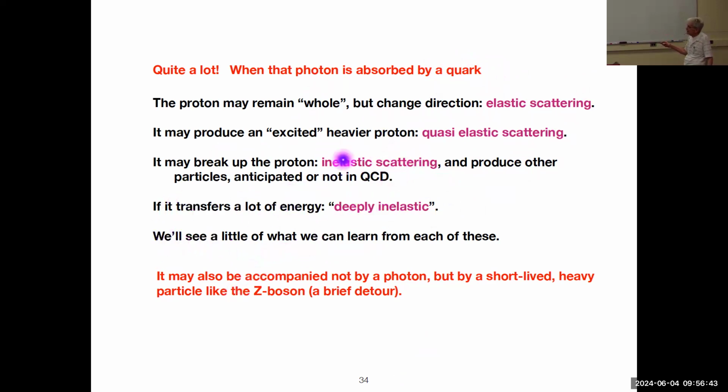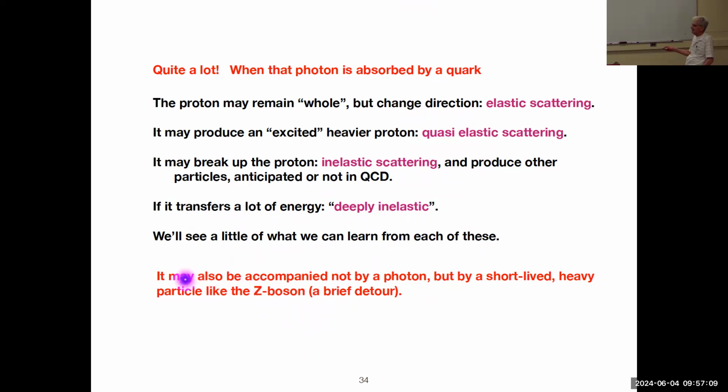If it transfers a lot of energy in inelastic scattering, it's called deeply inelastic. By a lot, we mean, generally speaking, at the mass of the proton, above the mass of the proton. And we'll see in the remaining lecture next time, basically, what we can learn from each of these. Something of what we can learn. You'll learn much more of what you can learn from Alexi's lecture.